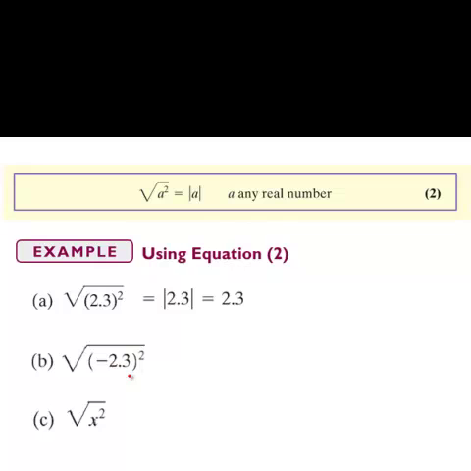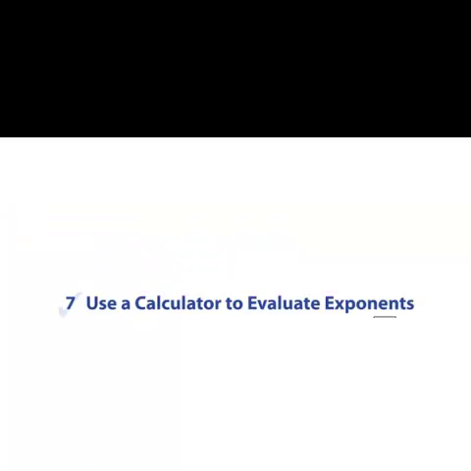So the square root of negative 2.3 squared, well, that's just really the absolute value of negative 2.3, which is 2.3. The square root of x squared is the absolute value of x. Whatever that is, it's just the absolute value of x.